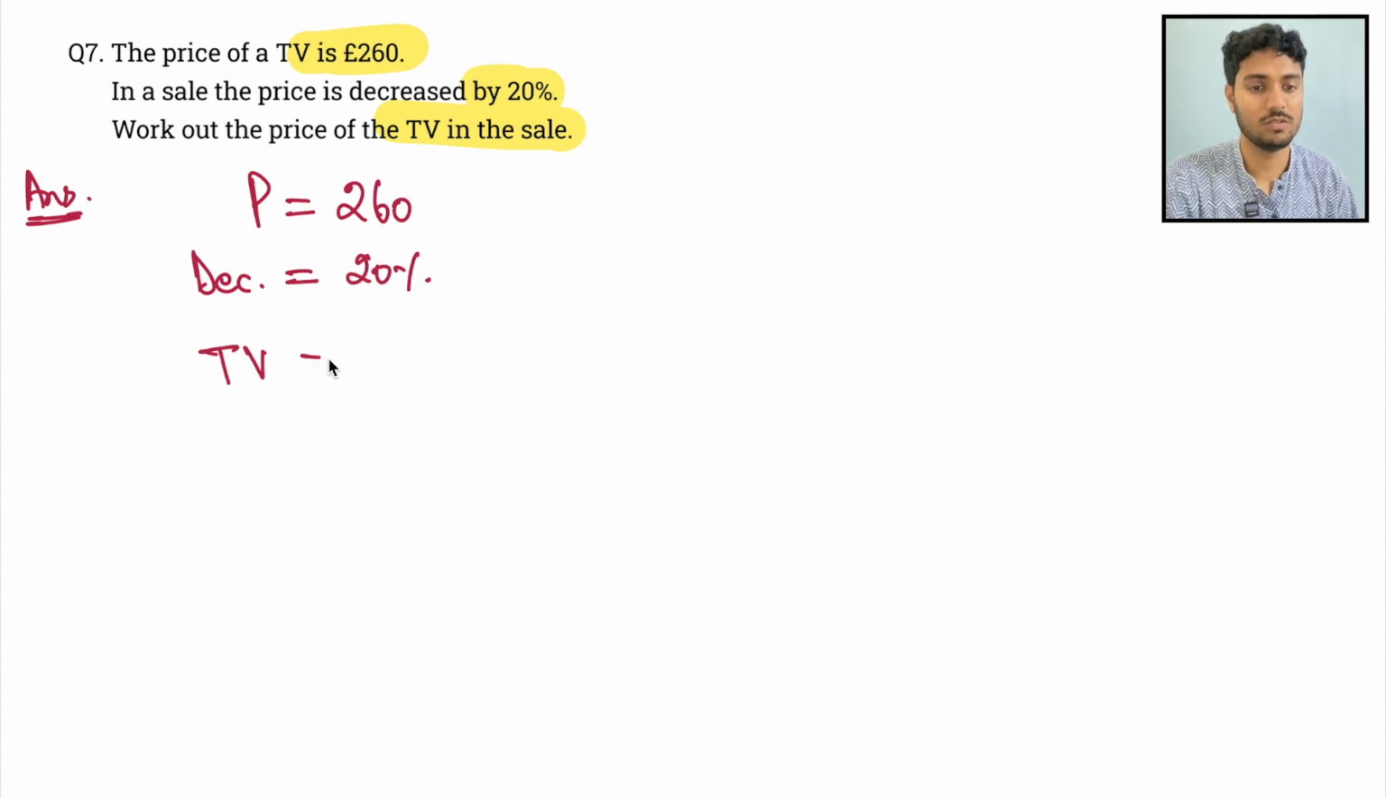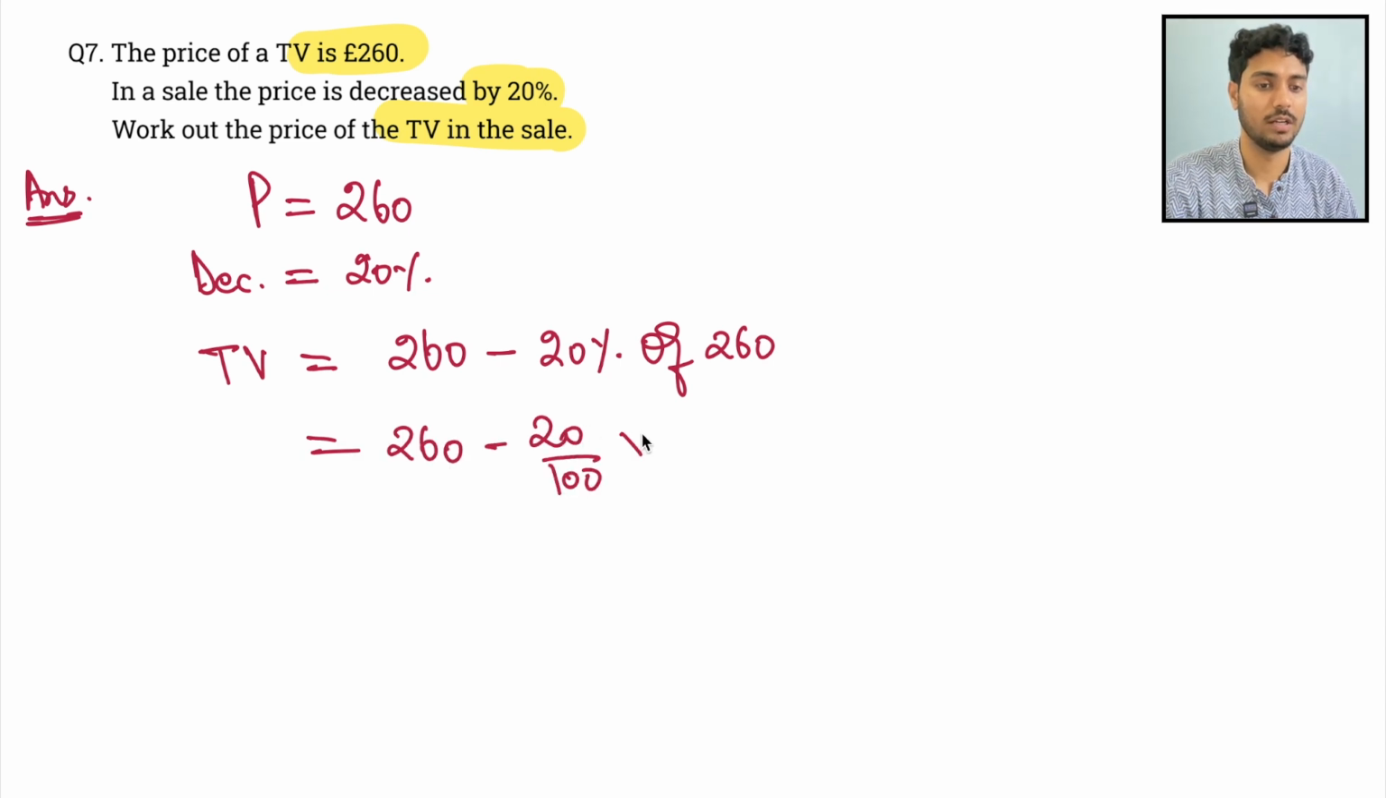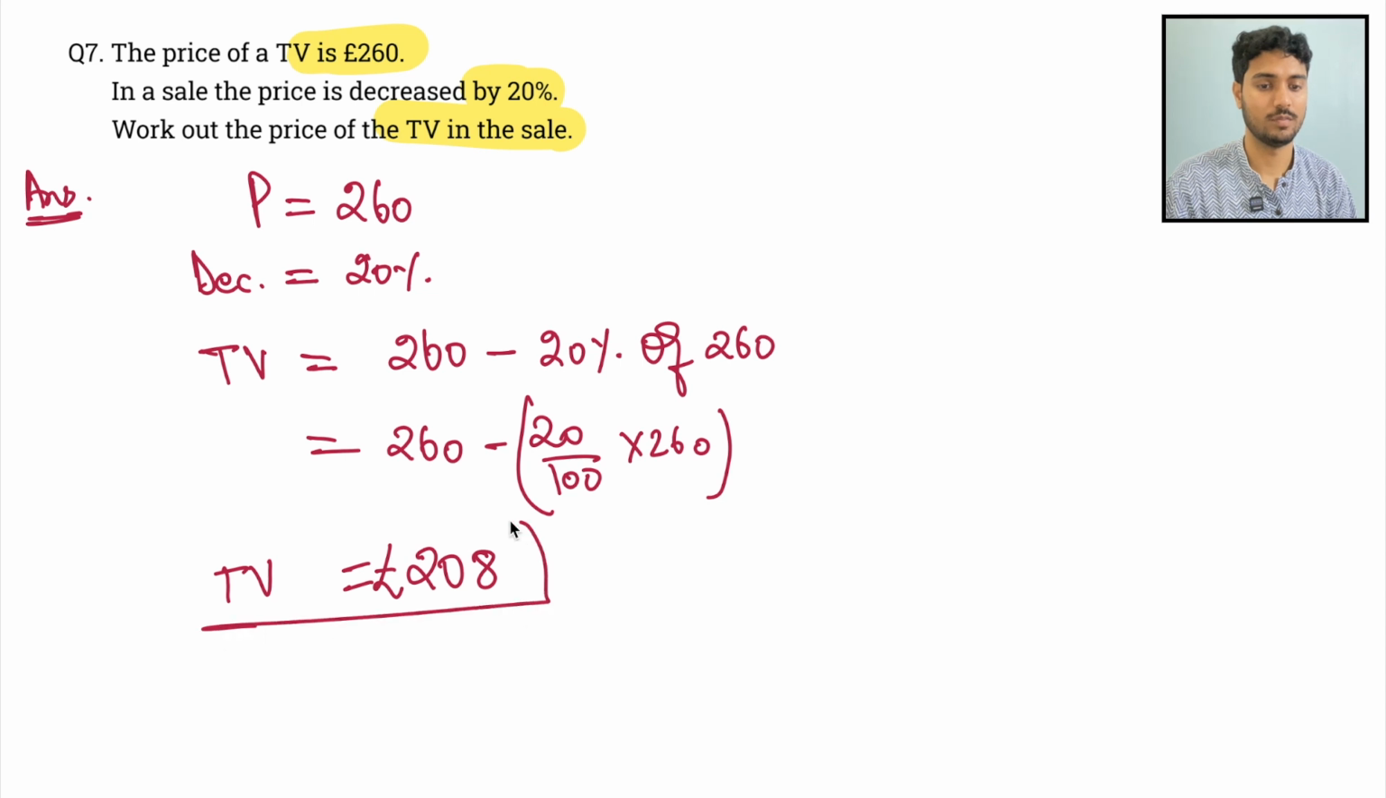So the cost of TV is going to be 260 minus 20% of 260. That's going to be 260 minus 20 upon 100 into 260. Do this calculation and you will get your answer. That's going to be 260 minus 20% of 260, that is 208. So the TV is going to cost 208 pounds.